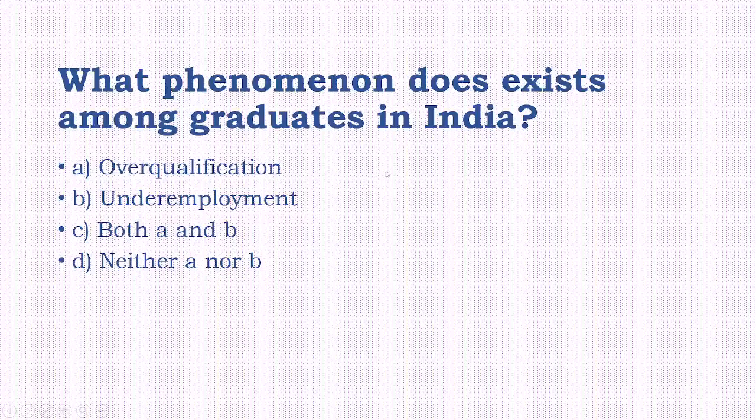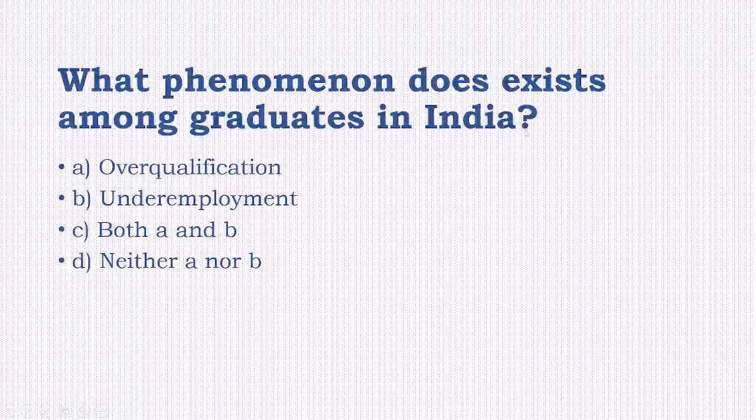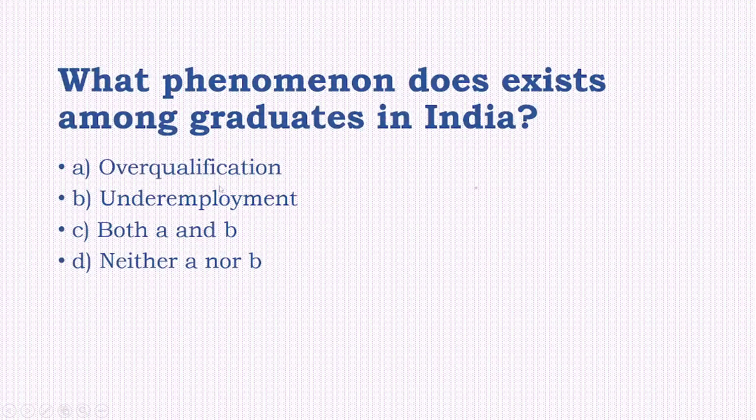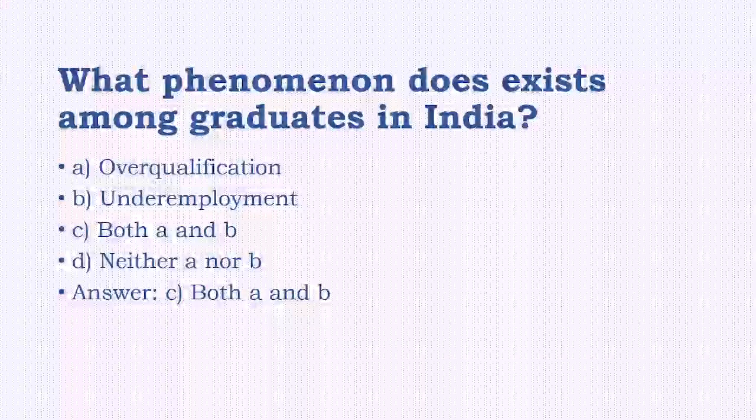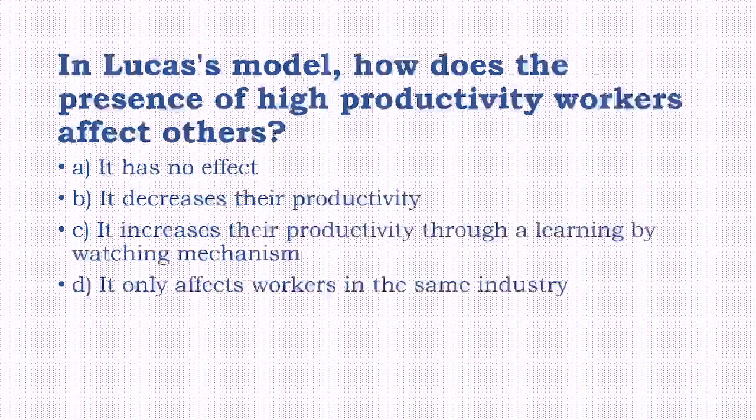What phenomenon exists among graduates in India? Options: overqualification, underemployment, both A and B, neither A nor B. The answer to this question is option C, that is both A and B.